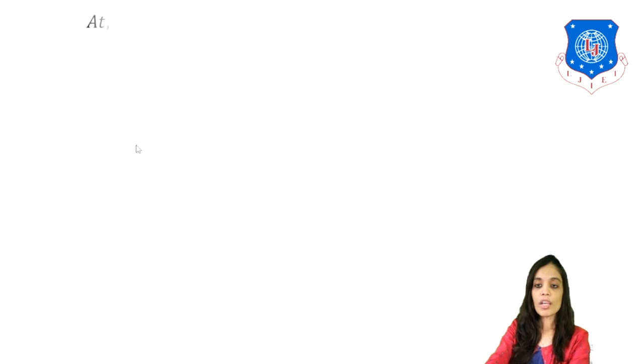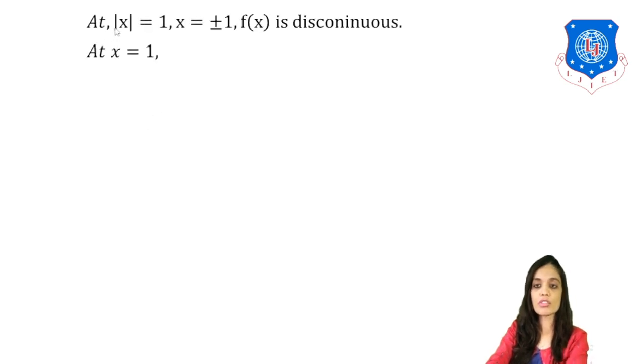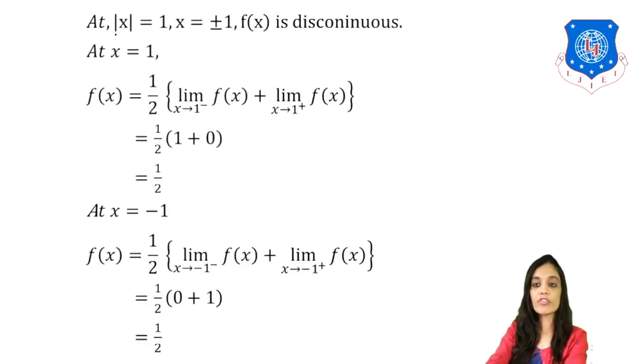So now let us find the other two questions. So we know that our given function is discontinuous at x equal to plus or minus 1.